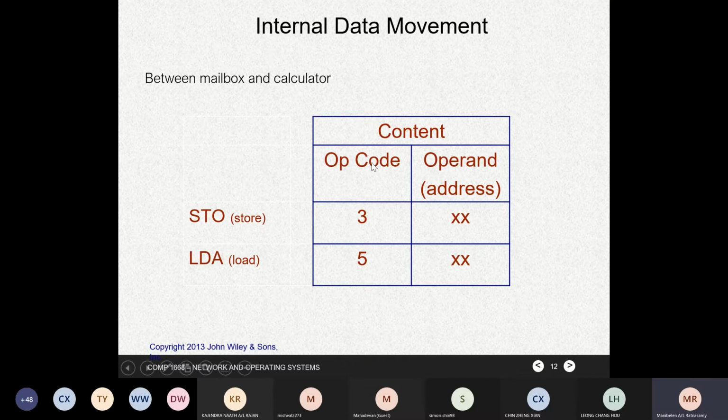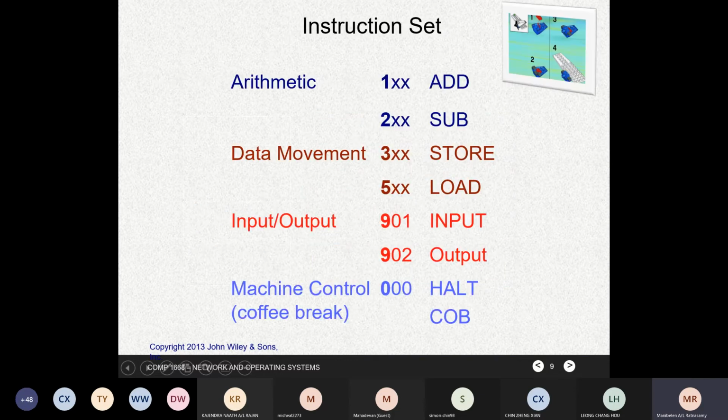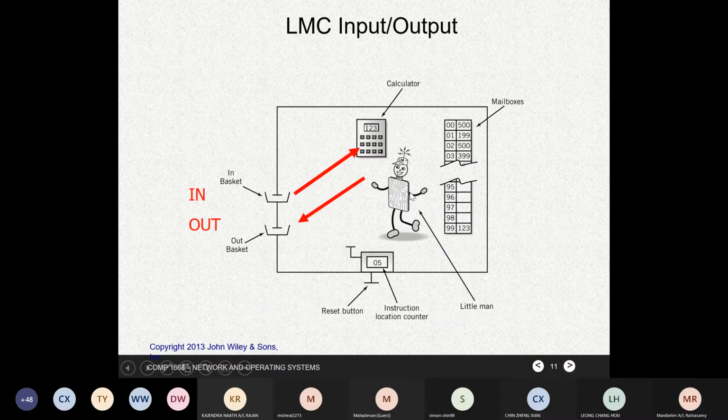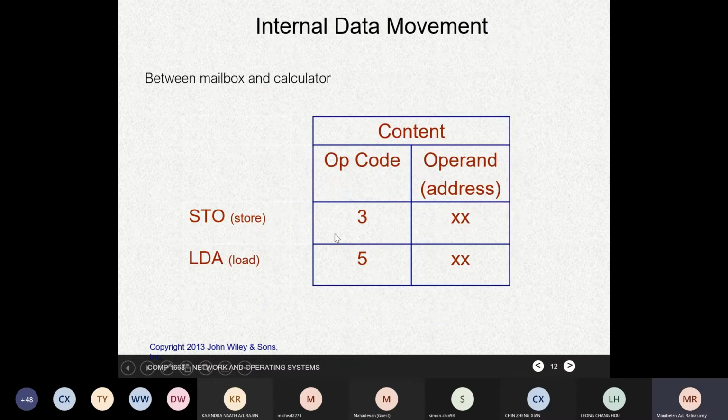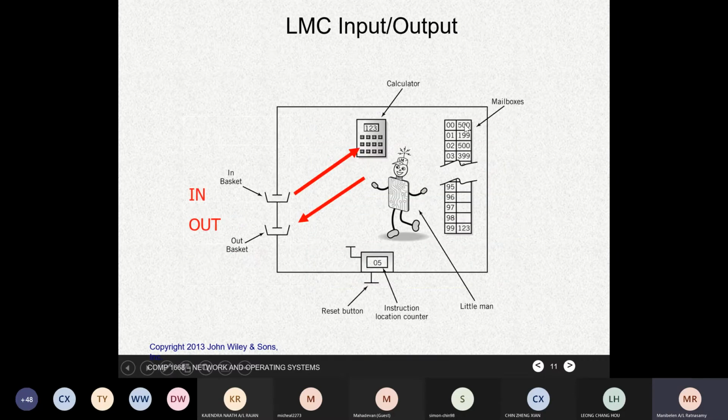So operation code for store starts with 3, isn't it? If you don't know, refer back to this. You see, store starts with 3, load starts with 5. Yeah, store 3, load 5. And then this depends on the address. It can be any mailbox. It can be 001, it can be 399. Where you want to store here is up to you.